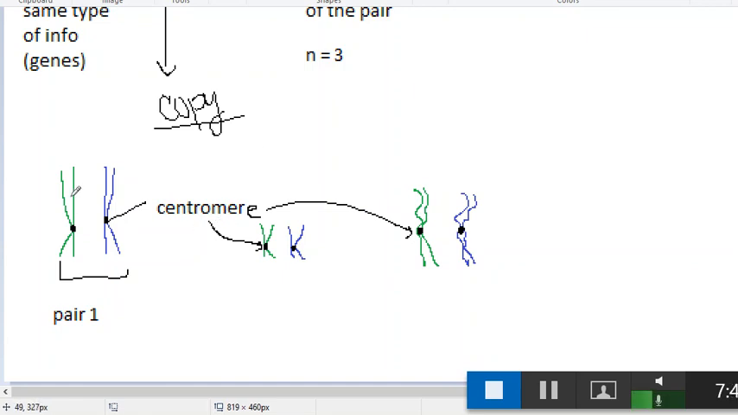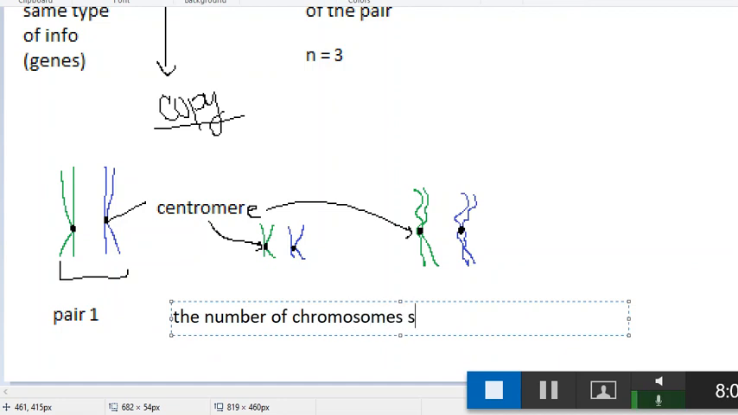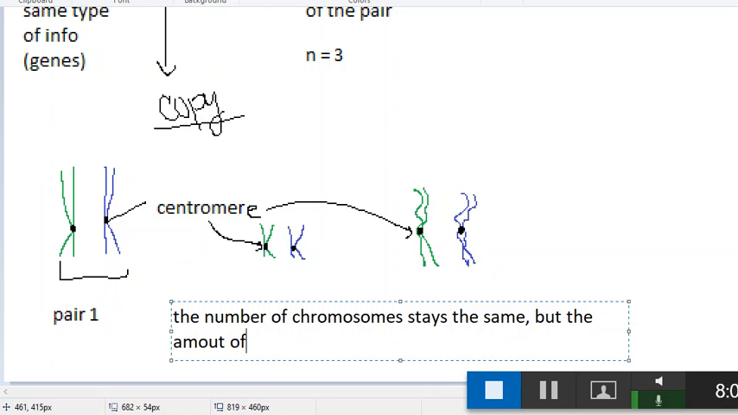Once you have the DNA copied, you might say, wow, there's twice as much DNA, there must be twice as many chromosomes. And at this point, it's tempting to think that, but the number of chromosomes actually stays the same. So the number of chromosomes stays the same, but the amount of DNA doubles.